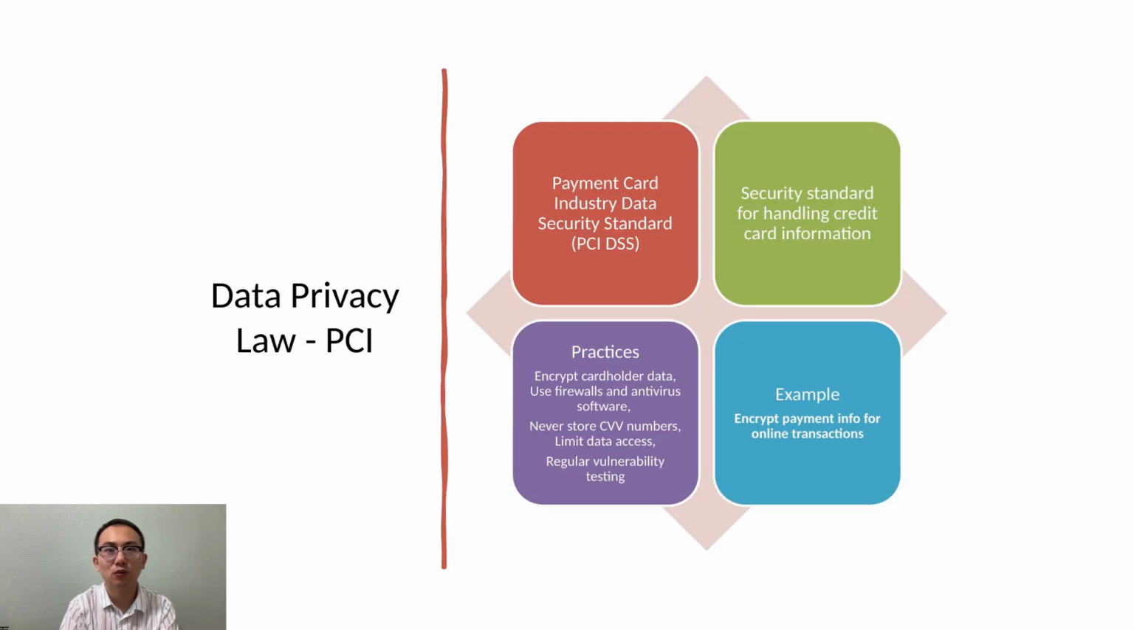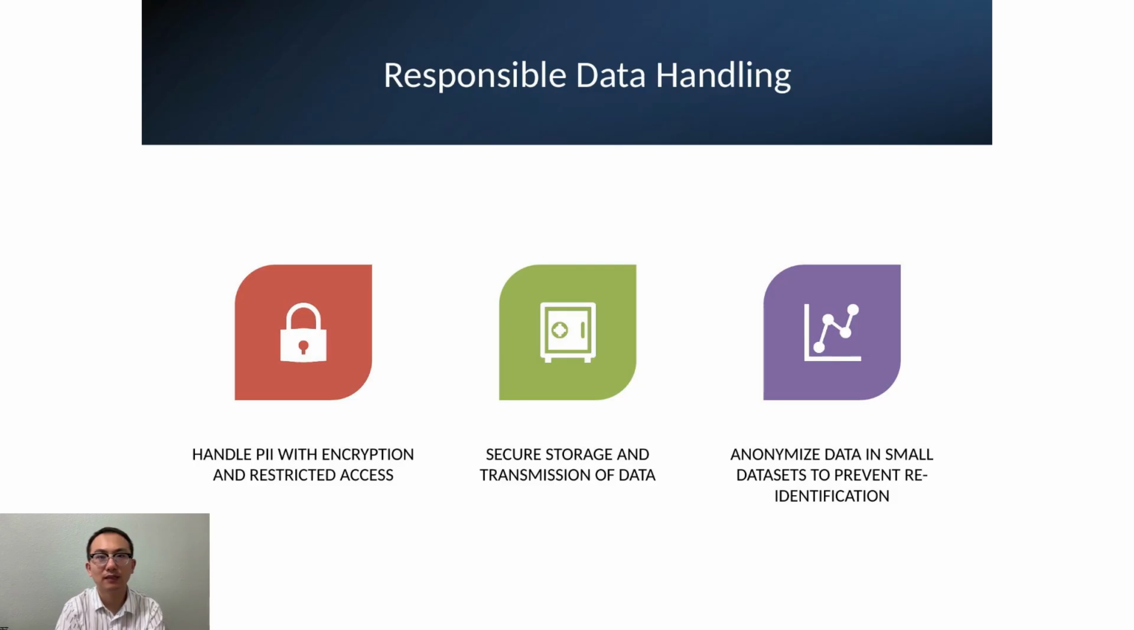PCI DSS, short for Payment Card Industry Data Security Standard, is a global standard that applies to anyone processing payment card information. Key requirements include encrypting cardholder data, using firewalls and antivirus tools, never storing CVV numbers, and limiting access to only those who need it. For example, an online store must protect payment information with encryption. If it fails to comply and gets hacked, it can be fined or even lose its ability to accept credit cards. To truly protect data privacy, responsible handling is key.